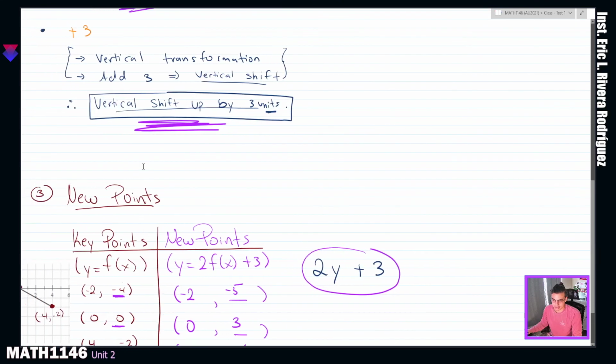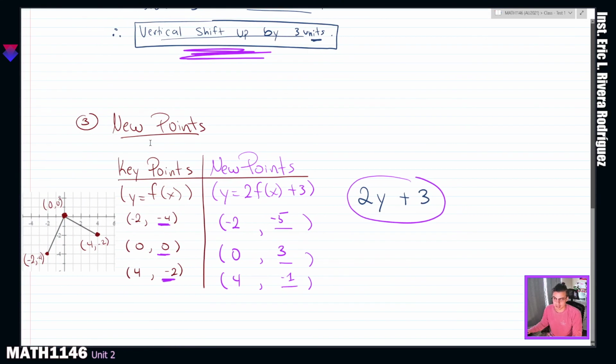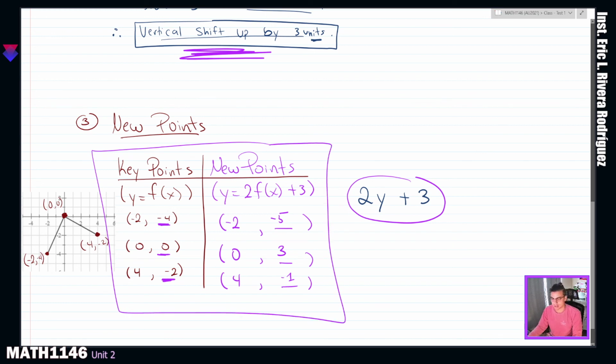Third step will be key points and new points, and you need to show all this. Okay, you need to show all that. You need to show the key points that you are using, and you need to show the new points before drawing the graph.